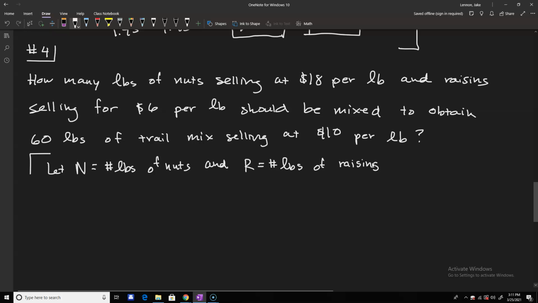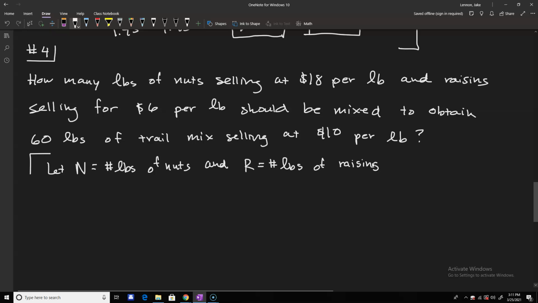So if you look at this one, we've got the cost of the nuts is 18 per pound, cost of the raisins is 6 per pound. And we're trying to make 60 total pounds of trail mix selling at $10 per pound. So this is going to be similar to the last question. We've basically got a total volume equation, and then we've got a cost equation. So whenever you have those costs, you're going to have to multiply them by your number of pounds to get the cost contributed from each component.